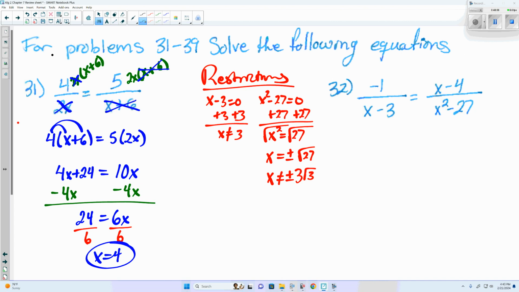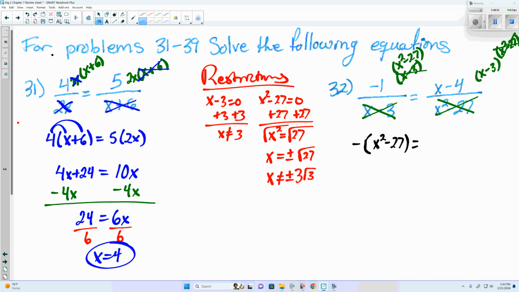Now it may be very tempting to want to factor x squared minus 27, but it actually doesn't factor. It's not a difference of perfect squares, because x squared is a perfect square, but for 27, there is not a number multiplied by itself that gives us 27. So nothing to factor. But what we can do first is multiply both sides by x minus 3, because on the left, the x minus 3 and x minus 3 will cancel. But our right side's denominator did not, so we're also going to have to multiply by x squared minus 27 so that the right side's denominators will cancel, leaving us with negative times x squared minus 27 is equal to x minus 4 times x minus 3.